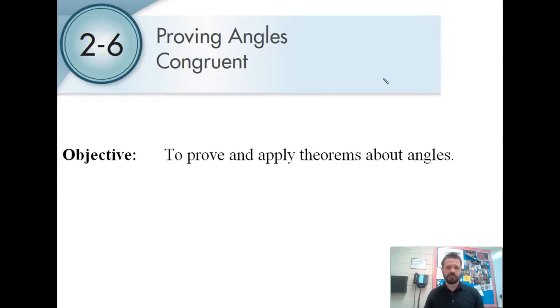Okay, so proving angles congruent, that's kind of a general thing. We're going to look at really one theorem, one kind of property. That's going to be the vertical angle theorem. We'll prove why that's true and then show you how to use it.